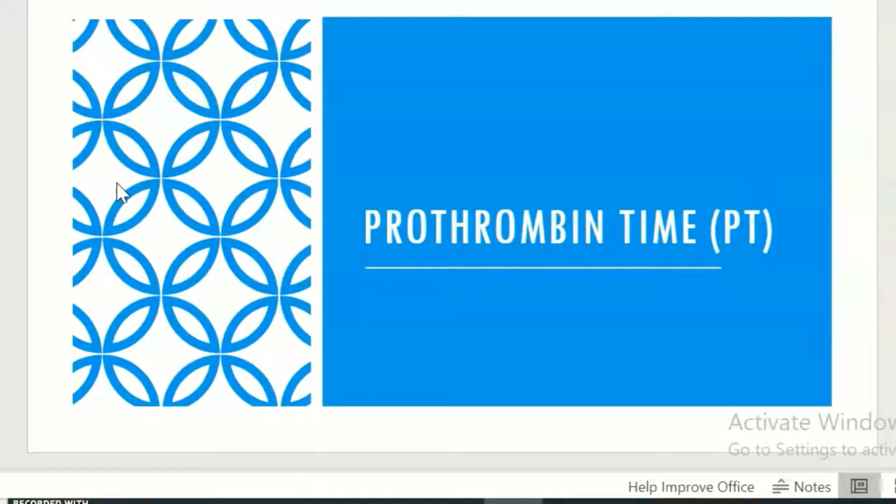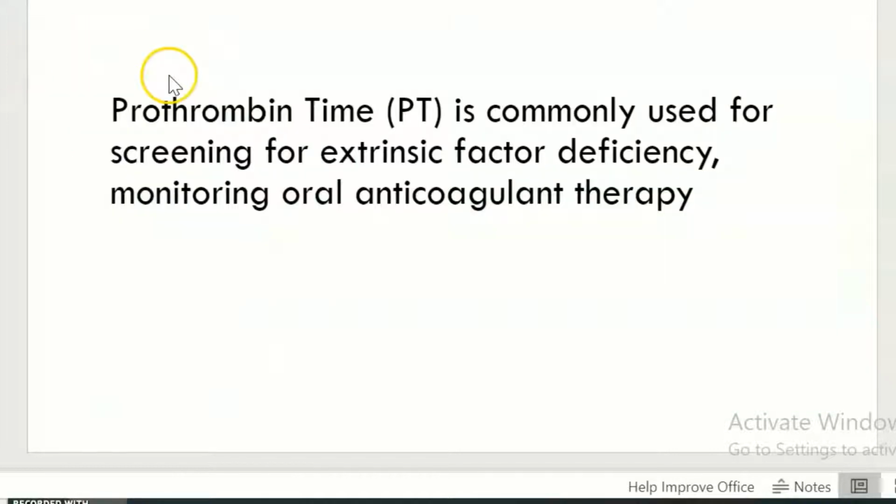Today you are going to learn about prothrombin time. Firstly, let's learn why the PT test is performed. Prothrombin time is commonly used for screening for extrinsic factor deficiencies. I hope you know about extrinsic factors. It is also used for monitoring oral anticoagulant therapy, which means the patient is taking blood thinning medicines.